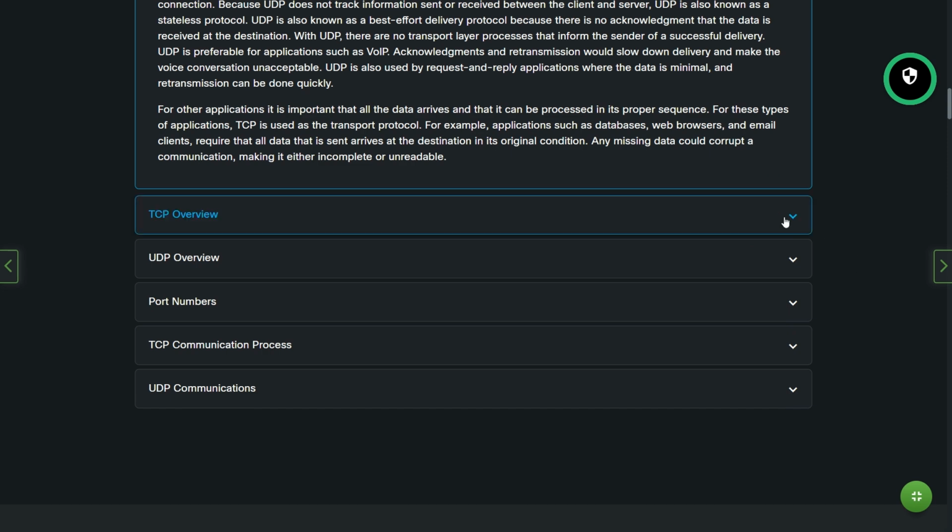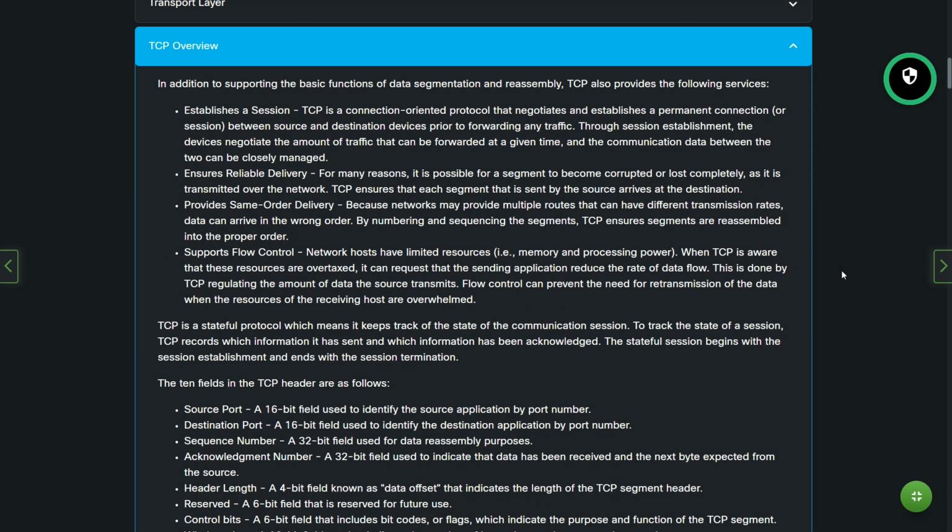The next topic in this chapter is TCP overview. In addition to supporting the basic functions of data segmentation and reassembly, TCP also provides the following services. Establish a session. TCP is a connection-oriented protocol that negotiates and establishes a permanent connection or session between source and destination devices prior to forwarding any traffic. Through session establishment, the devices negotiate the amount of traffic that can be forwarded at a given time, and the communication data between the two can be closely managed.